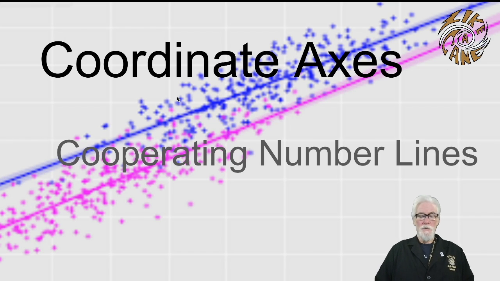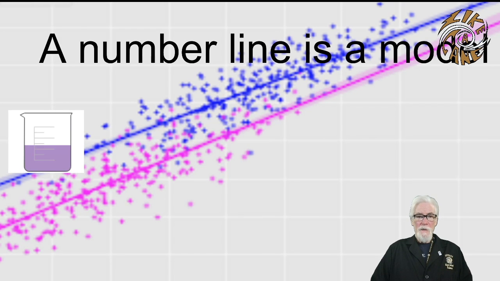So coordinate axes are just coordinated axes. They're just cooperating number lines that go together to describe two measurements that correspond in some way to each other, that maybe happen at the same time or correspond to some other event.